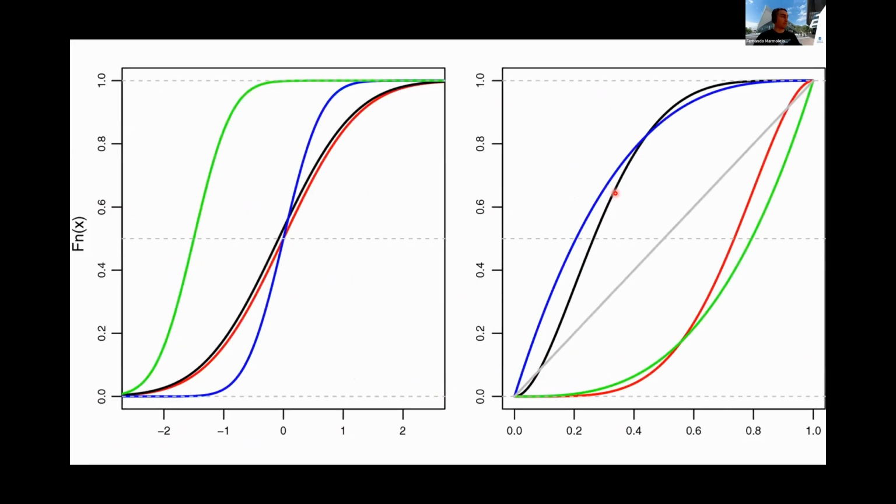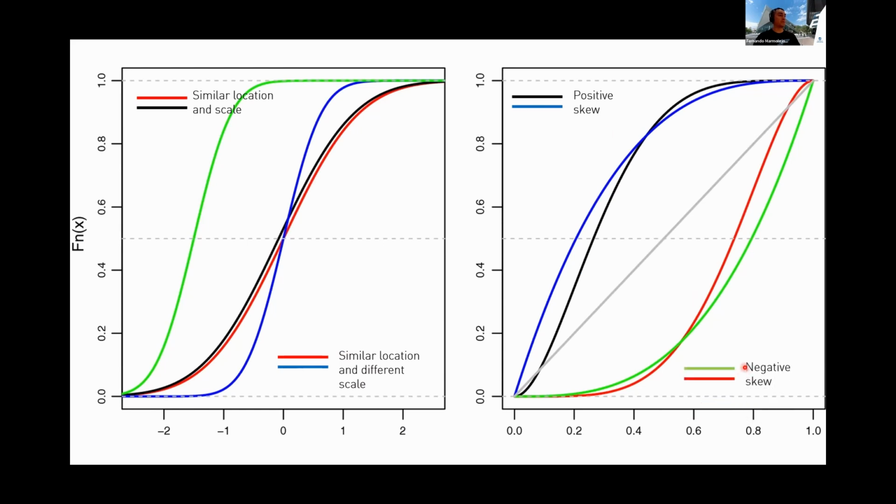Just to show some shapes of data, the typical cases that we see: similar location and similar scale, these two lines here; the case of similar location but different scale, the red and blue; and these are different shapes that data can take, a positive skew, a negative skew, or just uniform.